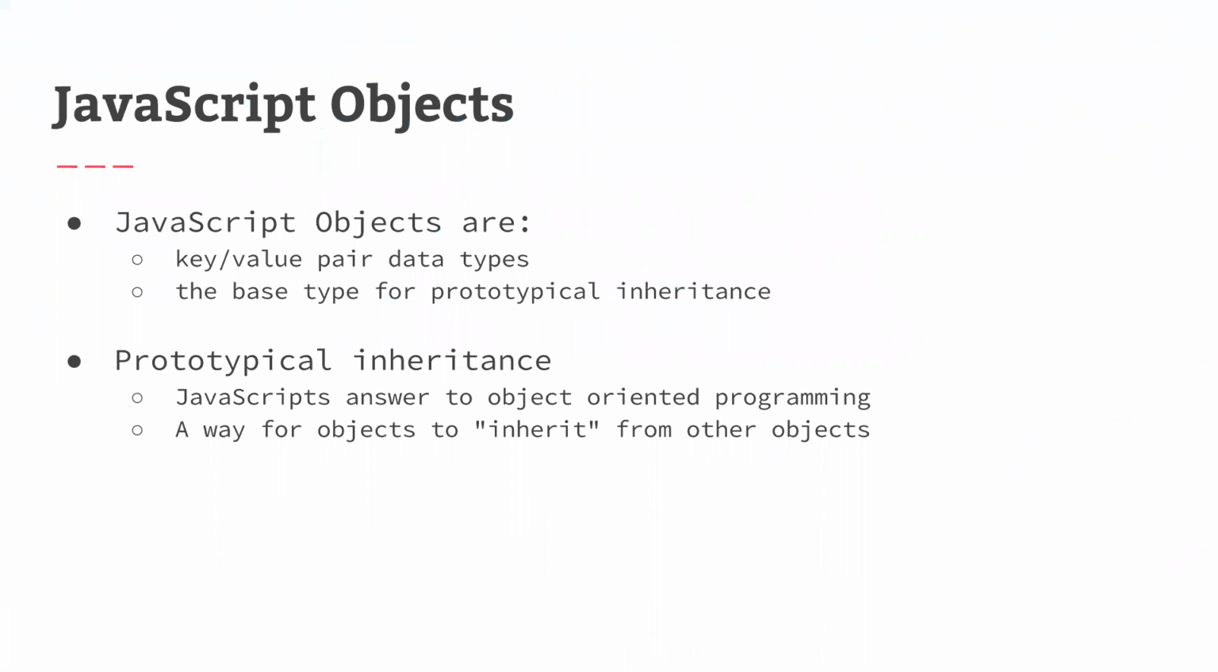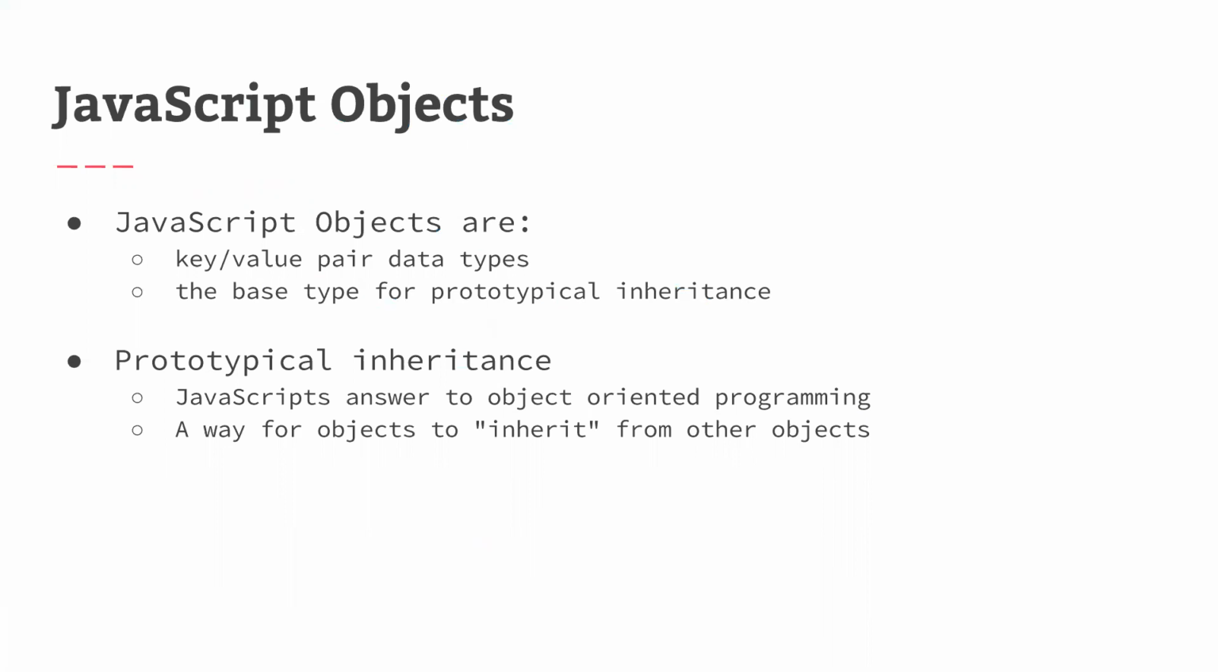JavaScript objects, you guys have used them. We use them every day. They are basically just key value pair data types, and they are the base type for prototypical inheritance. And what that means is that every data type in JavaScript is based on objects. Booleans based on objects, strings based on objects, arrays based on objects. Everything is based on objects.